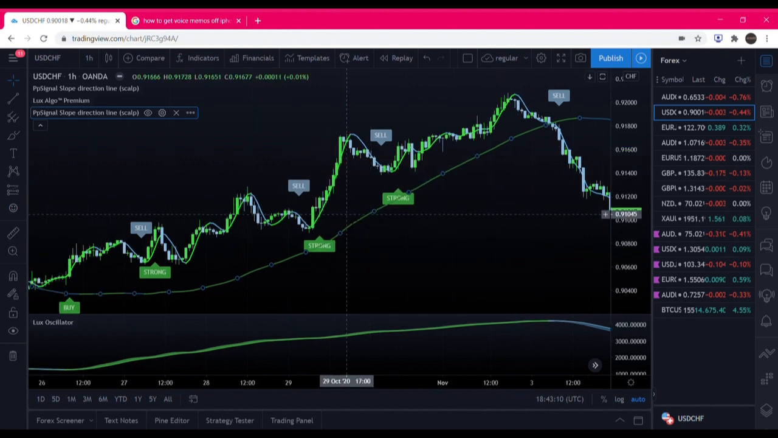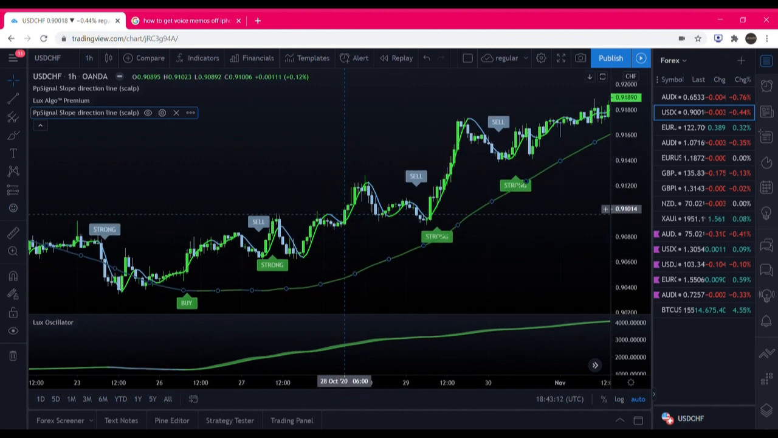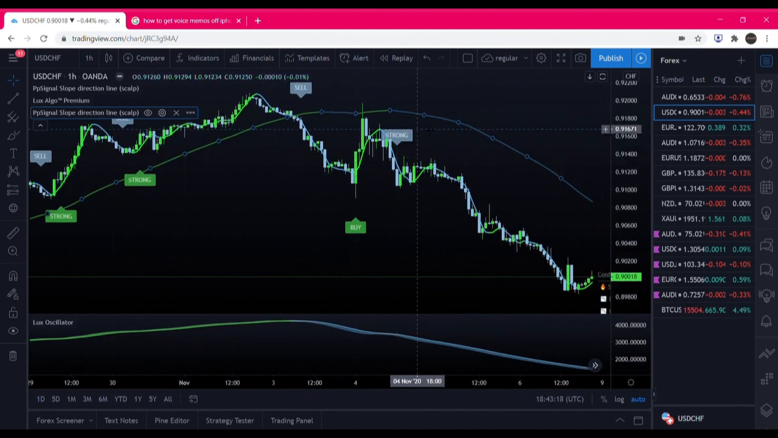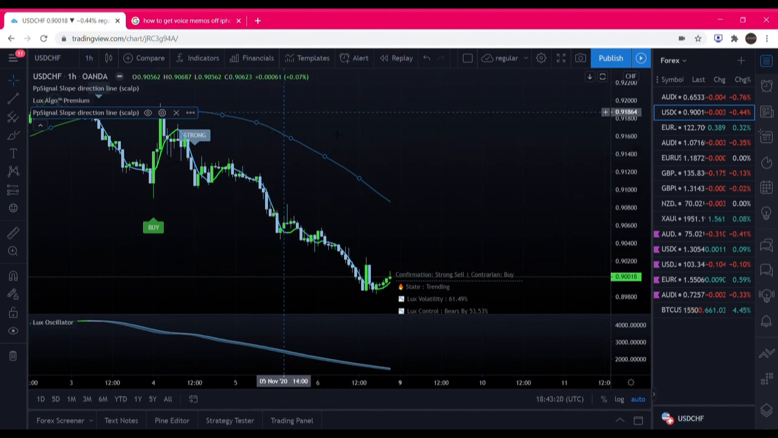But basically, I'm not going to go too in depth, but just like the other one, if this one is green, you're looking for buys. If this one is blue right here, you're looking for sells. And this is actually the same trade that I took earlier using my indicator, using my strategy, and I'll go in depth later. Also, the Lux oscillator is very, very useful in my strategy.